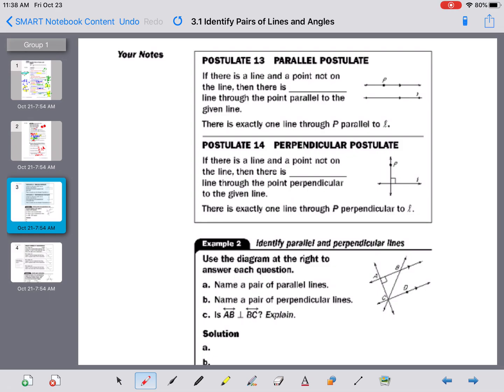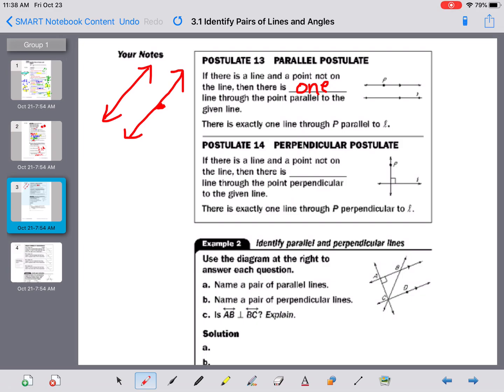We have 2 postulates here, the parallel postulate and the perpendicular postulate. It says if there is a line and a point not on the line, how many different lines can I draw through that point that are parallel to that other line? And the answer is 1. There's only 1 line I can draw here that will be parallel, okay? Exactly 1 line and only 1 line.